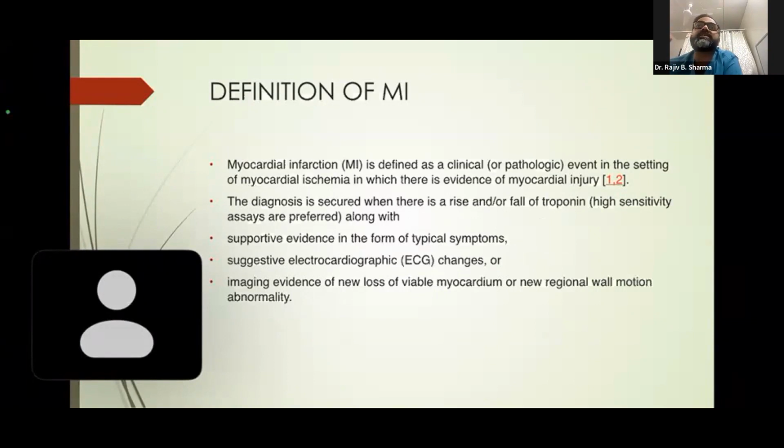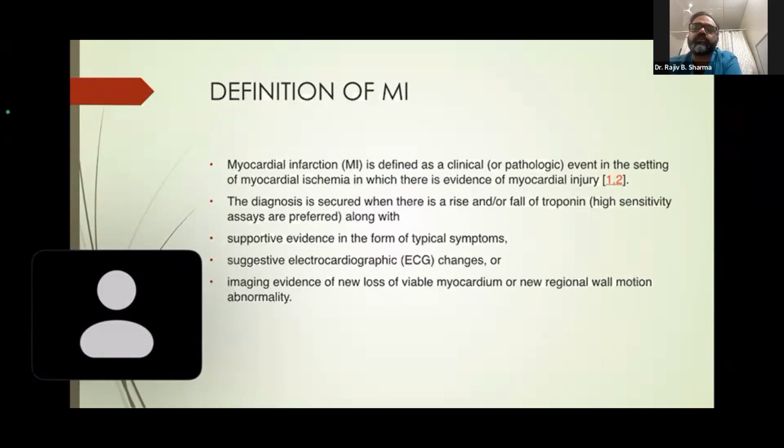That is, there has to be ischemia, so there has to be an atherothrombotic event in one of the coronary arteries. Along with that, there has to be a documented injury. So how do we document injury? By use of cardiac enzymes. Cardiac enzymes include, in our good old days, we were doing SGOT, LDH.